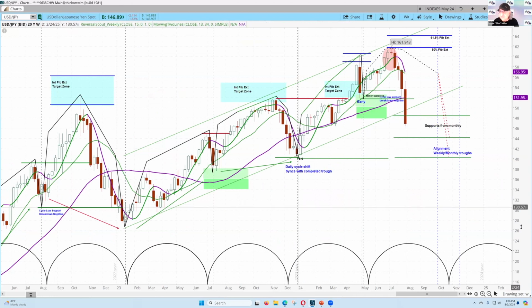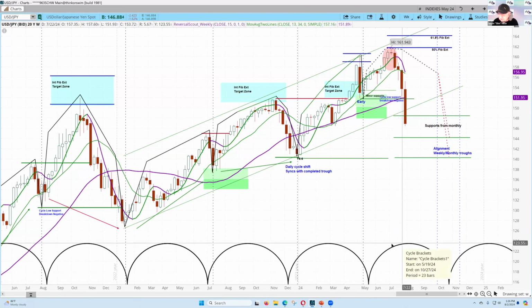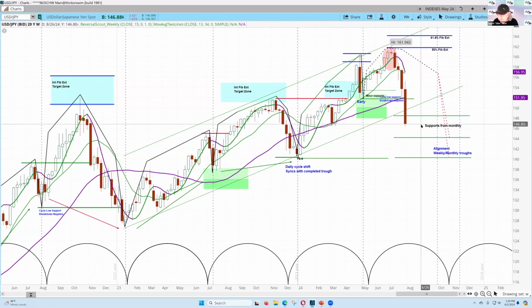But if you look at the cycle patterns, this is a breakdown. That says that this cycle has peaked right over here, a left-hand translation, and that the yen is likely to continue moving down into where the monthly trough is, aligned with the weekly trough.